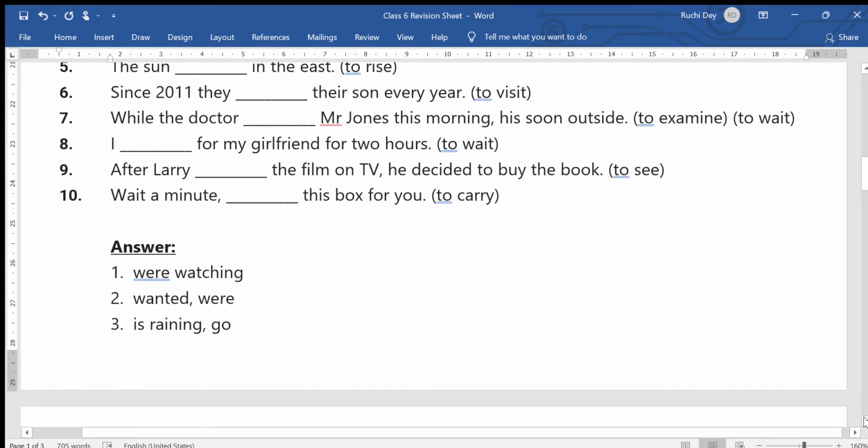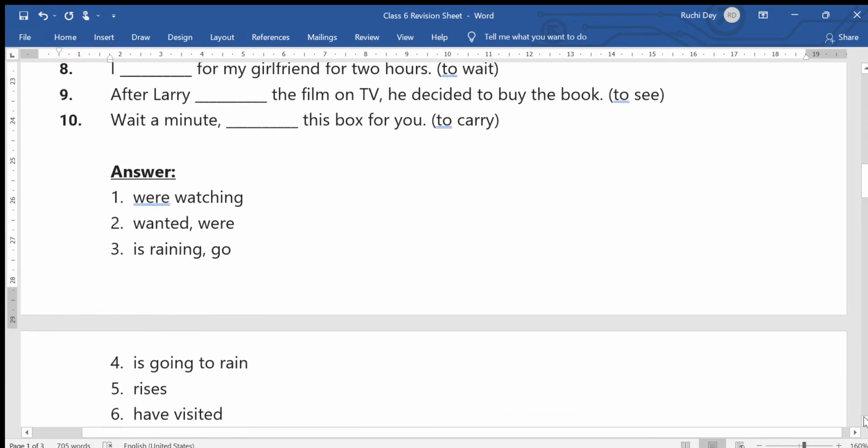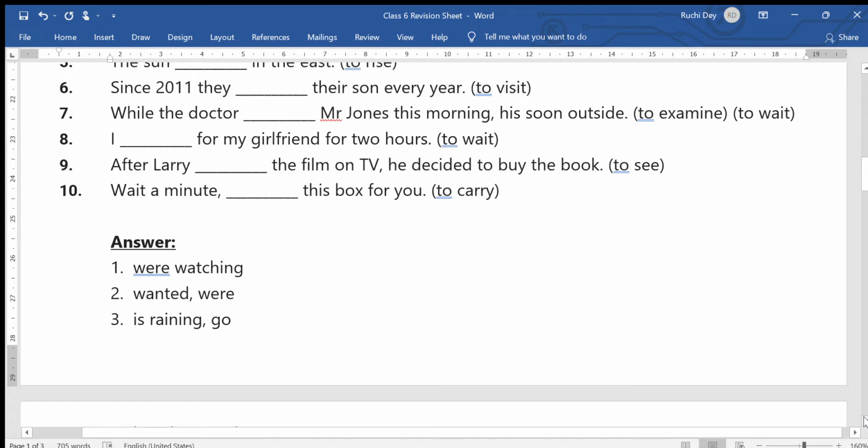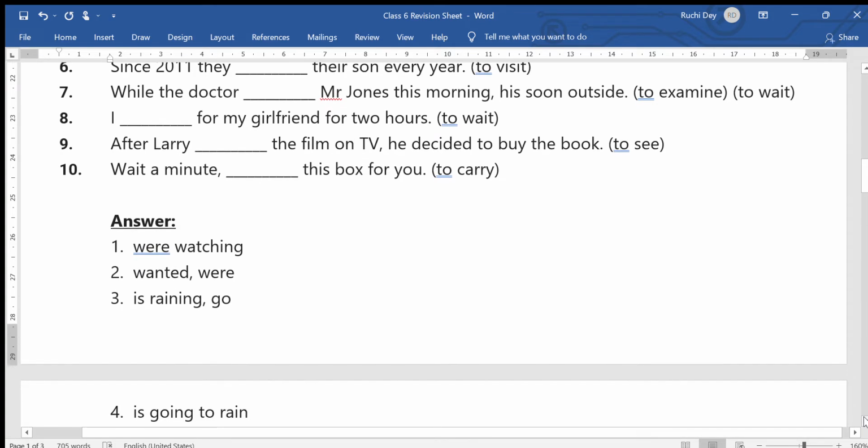Okay, the next one. Since 2011, they dash their son every year. Now, since that time, that is still going on, right? So they have visited. It is something that they have been doing since 2011. Since 2011, they have visited their son every year. Now, why have? Because since means it's still in process. It's still continuing, right?